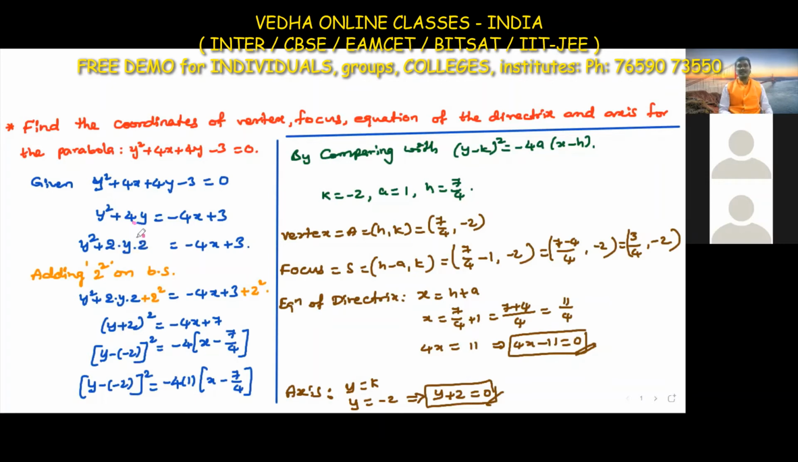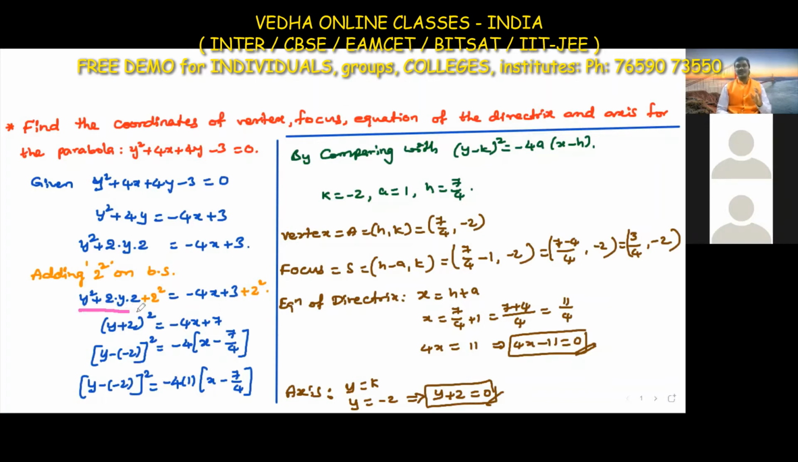We written like that, means we are finding the b value. This is only the b value. So whatever we get in place of b, adding the square of that b means adding 2 square on both sides. That means y square plus 2 into y into 2 plus 2 square on the left side, and plus 2 square on the right side.